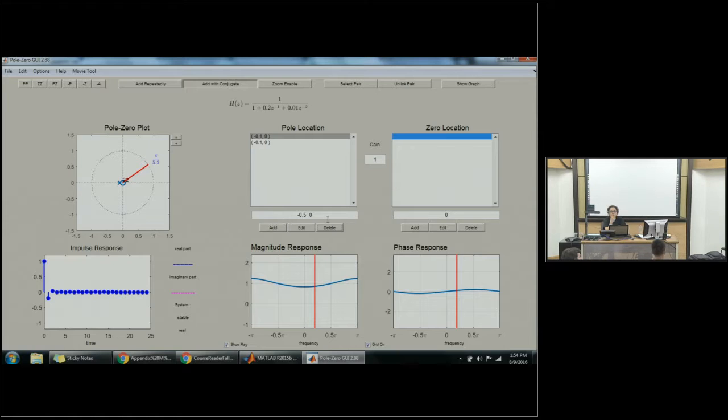Isn't that the case for a notch though? Aren't they supposed to be real close to each other? No, so here they are close to each other, but they're at the origin. Oh, I see. They have to be at the edge of the circle for them to be, yes. So let's do a notch filter. I'm sorry, I'm getting confused.